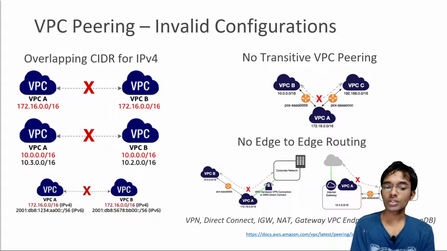Okay, and this is also true for IPv6. So as long as there's one IPv4 overlap between VPC A and B, you cannot peer them even if they have different IPv6 CIDRs.